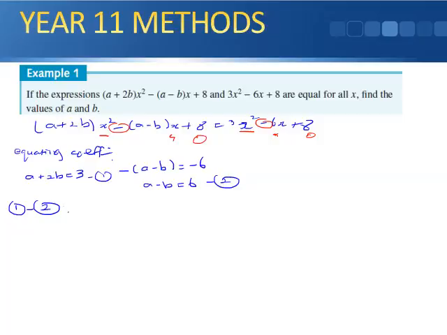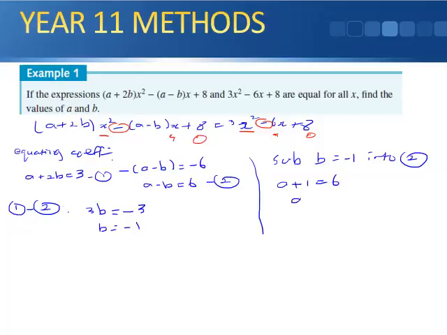I'm going to say number 1 take away number 2, and solve them. If I take them away, the a's cancel, and I get 3b equals 3 minus 6, which is negative 3. So b equals negative 1. Now I'll do it over here on the side: sub b equals negative 1 into equation number 2. So I get a minus negative 1, which becomes a plus 1, equals 6. So a equals 5. So I found my values of a and b.